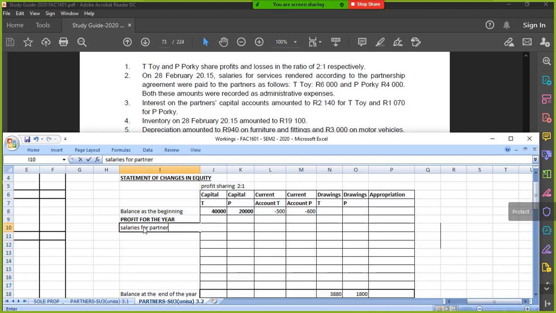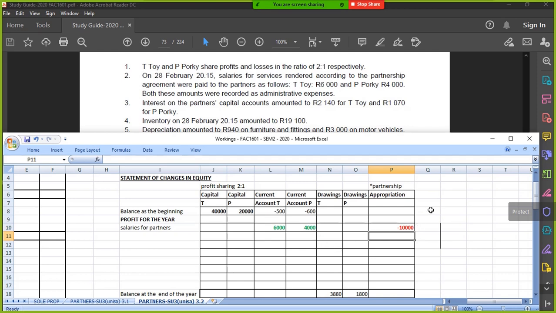Salaries for partners. Who gets what? T gets 6,000, Porky gets 4,000. So this would affect their current account because they're entitled to the salary. 6,000 would increase the current account for Toy, and Porky gets 4,000. And obviously, who has to carry that cost? The burden of the cost goes to the partnership, so the appropriation account will be affected. They'll be able to share less, they won't be able to share more. Does that make sense?